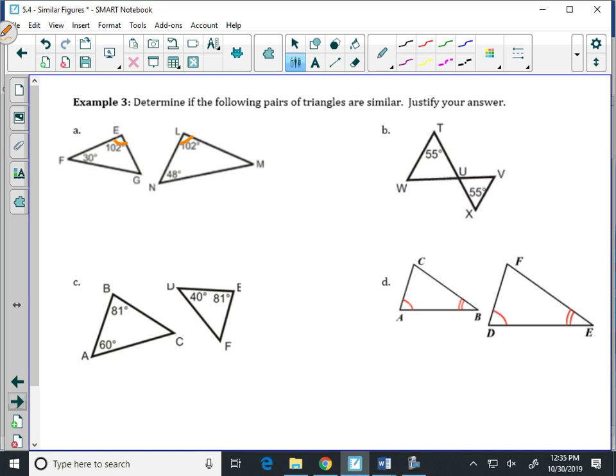Well, F and N aren't the same, but we don't really know anything about the measures of G and M. So let's find those angles. Let's find G. How would we find the measure of angle G? Yeah, very good. All the angles of a triangle add to 180. So we can take the other two angles, subtract them from 180, and what do we get?